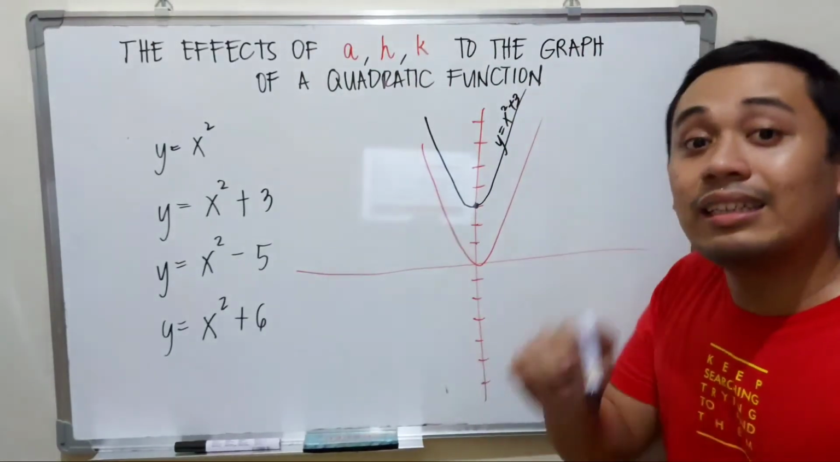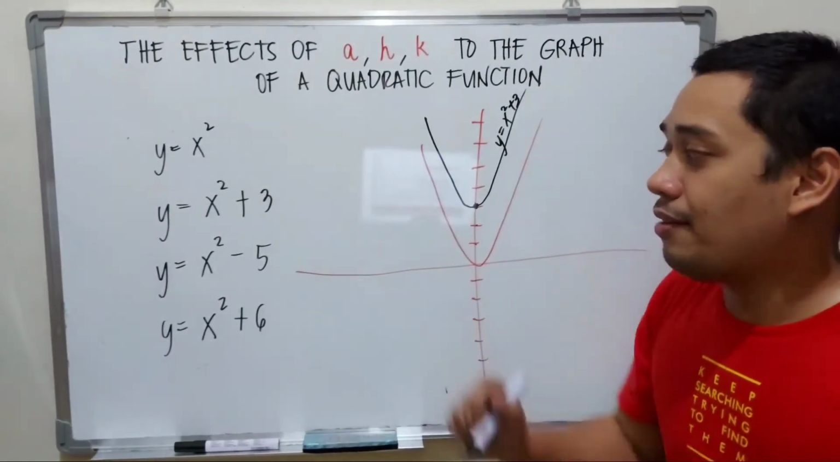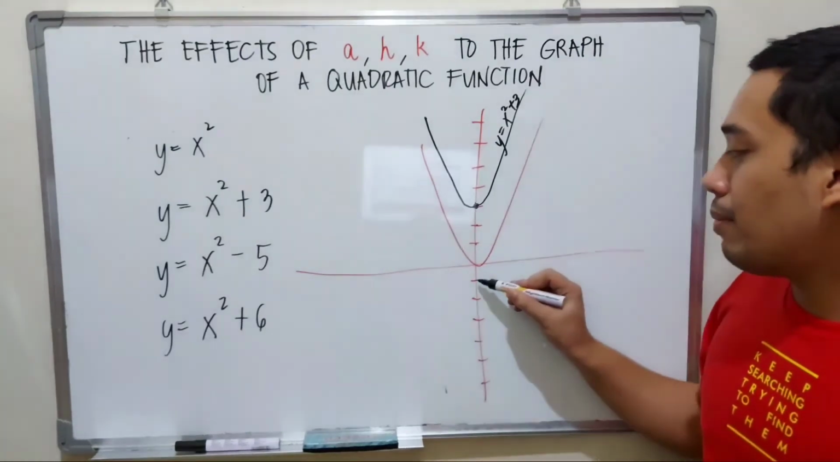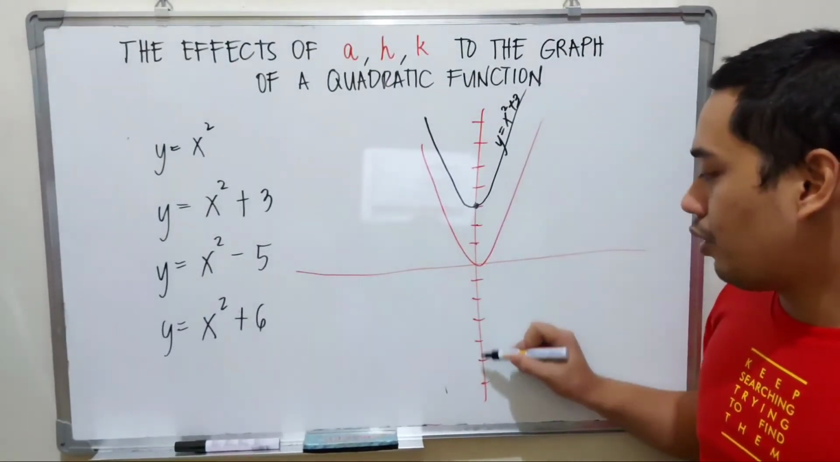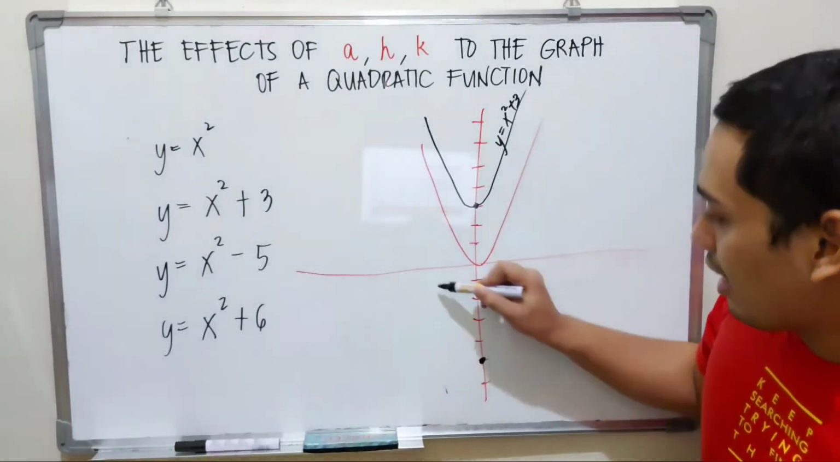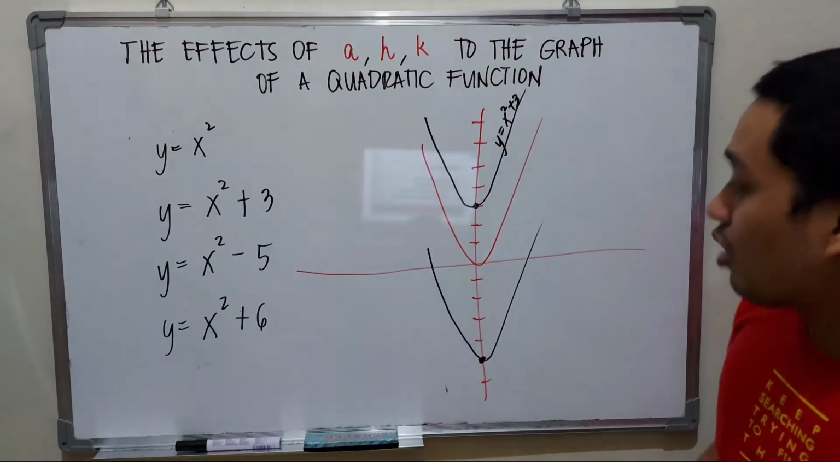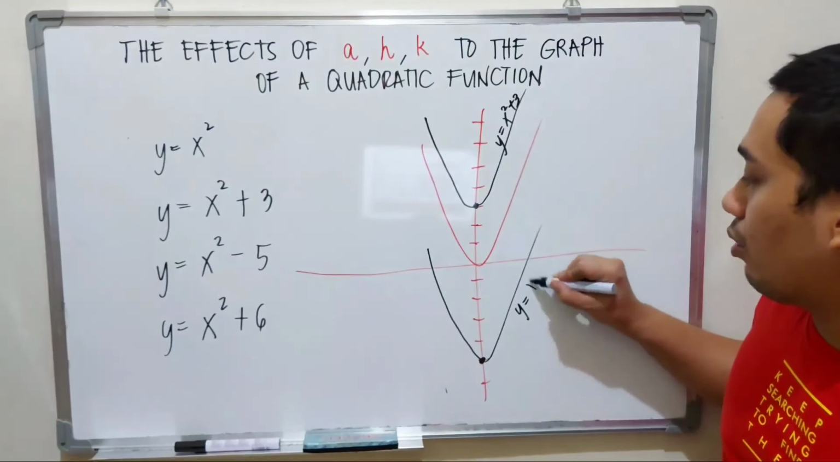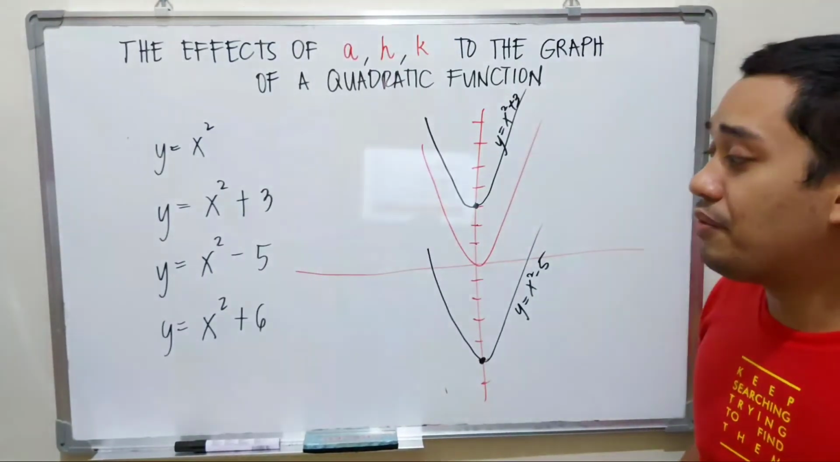Kapag naman nag-minus tayo, we have x squared minus 5. Bababa ka lang ng 1, 2, 3, 4, 5 units, then upward uli siya. That will be our parabola for y is equal to x squared minus 5.